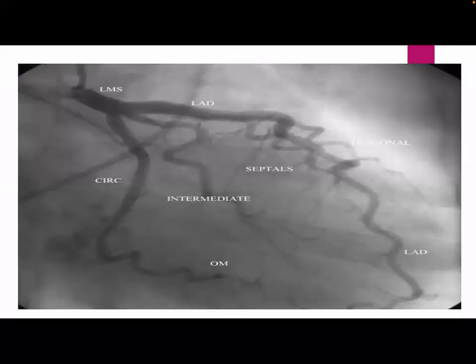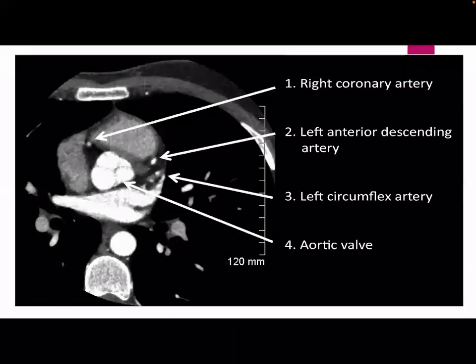This is left coronary angiography demonstrating the left main coronary artery dividing into the left anterior descending artery and left circumflex artery. The left circumflex artery gives obtuse marginal branches, and the left anterior descending gives diagonal and septal branches. This is an axial slice CT with contrast showing the aortic valve, and this is the right coronary artery originating from the right anterior sinus of Valsalva. And these are the branches of the left coronary artery, the left anterior descending artery and left circumflex artery.